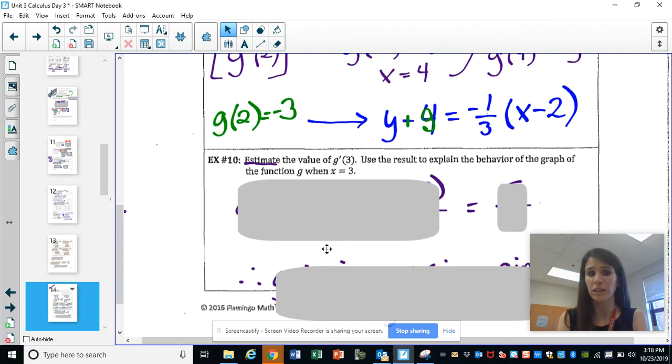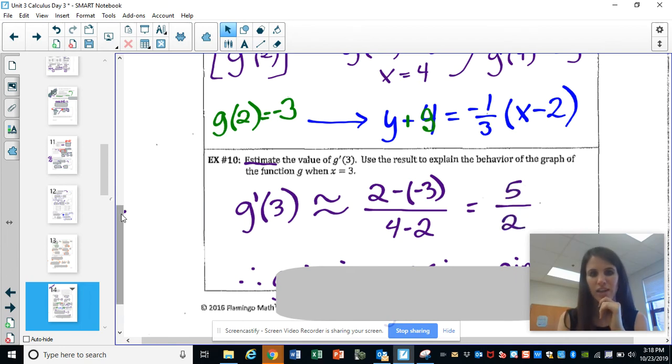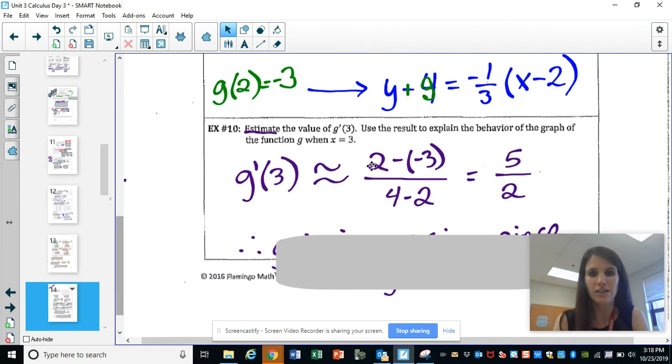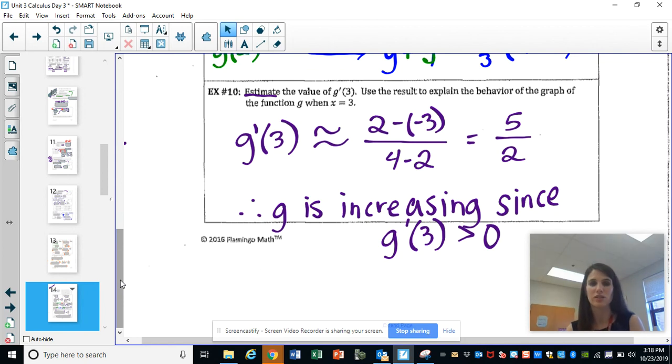So we're just going to go ahead and plug that into our slope formula, right? It's approximately y2 minus y1 over x2 minus x1, right? That's equal to 5/2. Okay, so that is our value of the derivative of g at 3, right? So what does this tell us? How does this explain behavior of the graph of the function g? Well, it's positive, right? So what this tells us is that at x equals 3, g is going to look like it's increasing, okay? Since the derivative is greater than 0. That's the only thing it tells us, right? But derivatives are really great because they tell us the slope of the tangent line. They tell us the slope at these exact points.